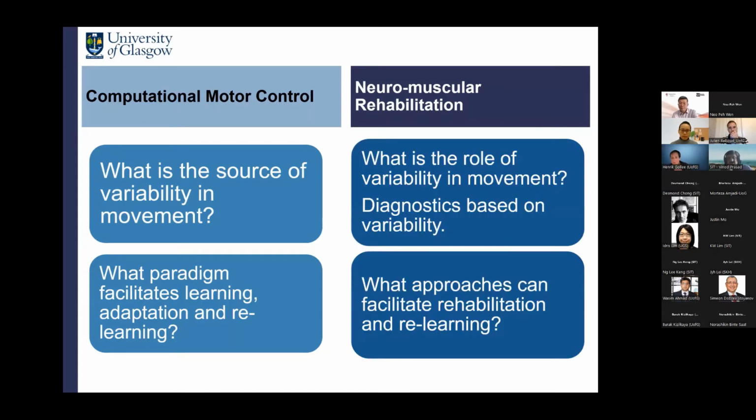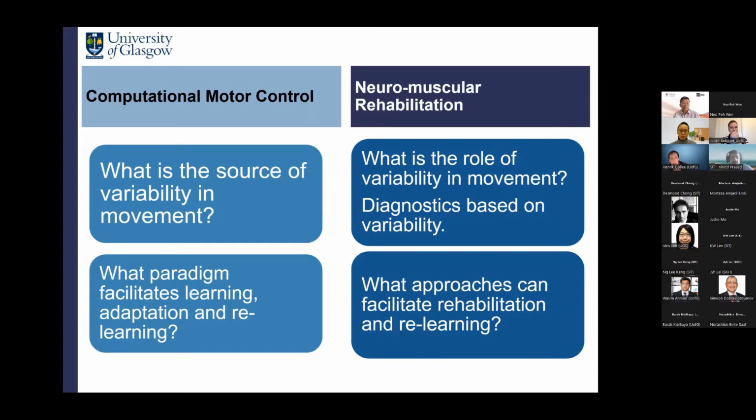The question arises, what is the role of variability in movement? Is it important? It is well known that a lack of variability is actually a sign of pathology, and we can maybe use diagnostics of variability in diagnostics of movement disorder. And what approaches can then facilitate relearning or rehabilitation of patients, for example, with stroke or with spinal cord injury?